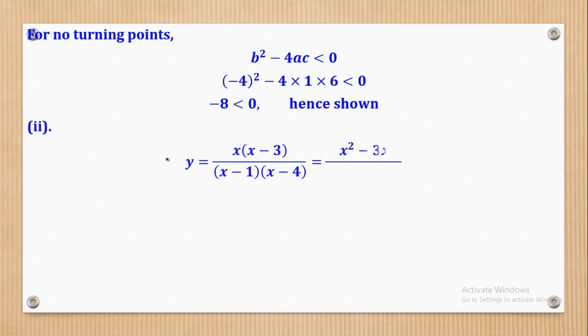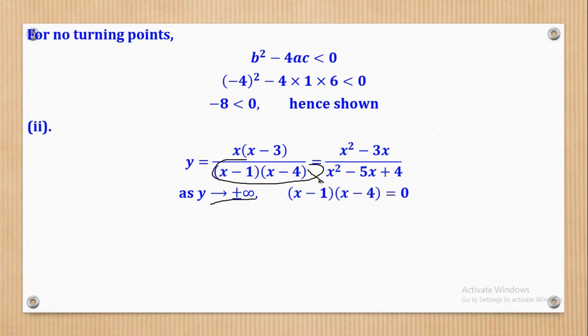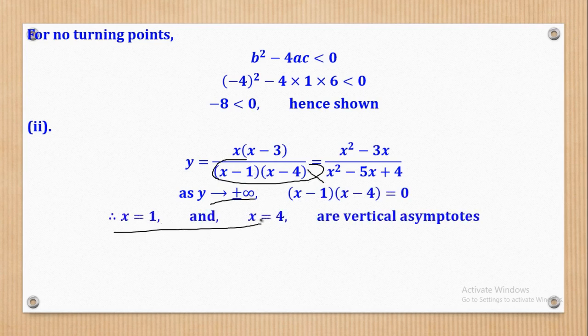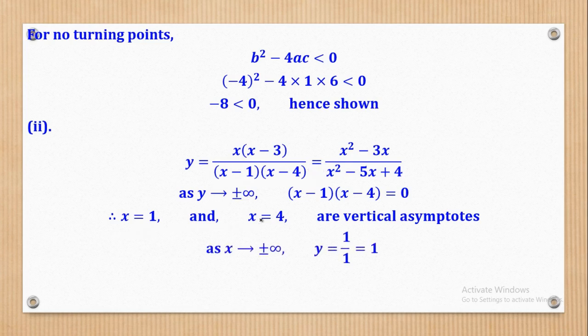Roman 2, they wanted the asymptotes. So for asymptotes, as y tends to plus or minus infinity, this denominator is equated to 0 to come up with two values of x, which will be the vertical asymptotes. Also, as x tends to plus or minus infinity, the degree is the same. Therefore, you look at the coefficient for the numerator, which is 1, and for the denominator, which is 1. Therefore, y equal to 1 will be the horizontal asymptote.